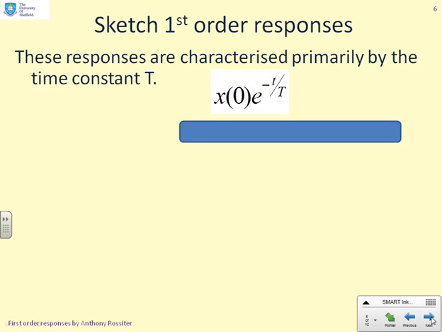Now, let's have a look at how these responses look on a graph. We know what the response is. There it is, x(0) times e to the minus t over capital T. But what does this look like when we sketch it?